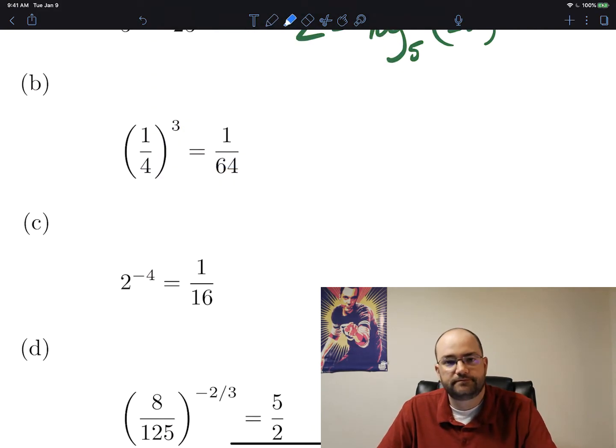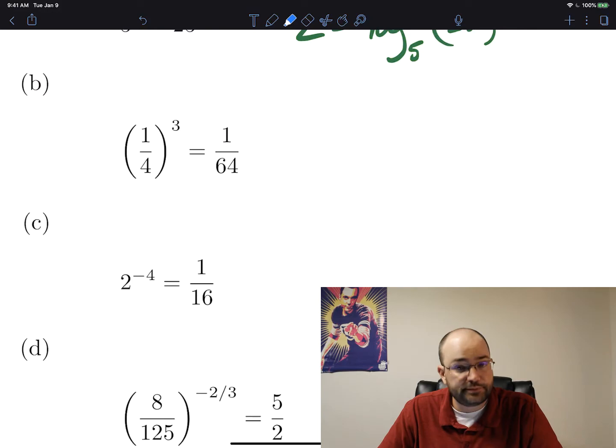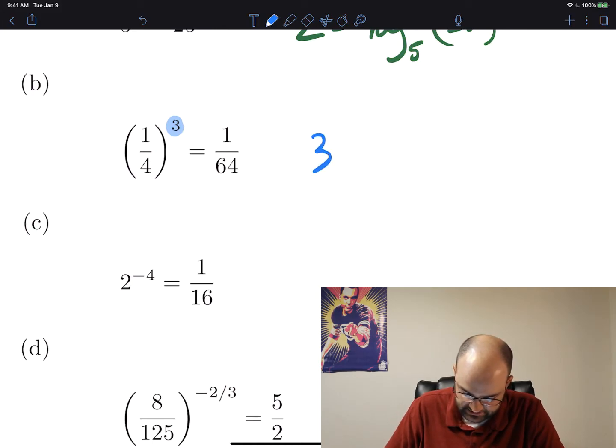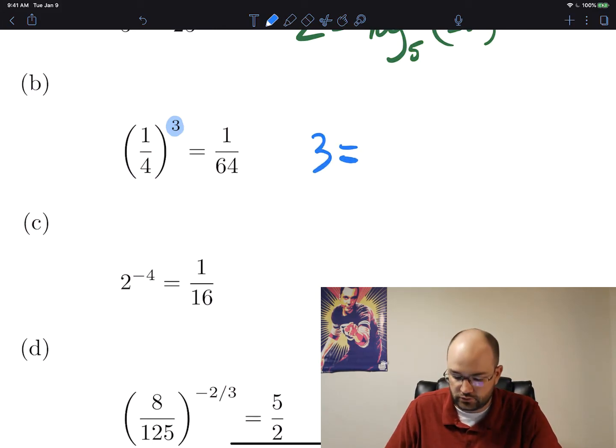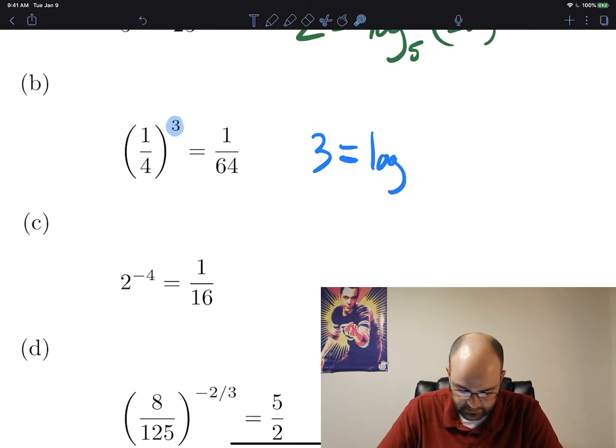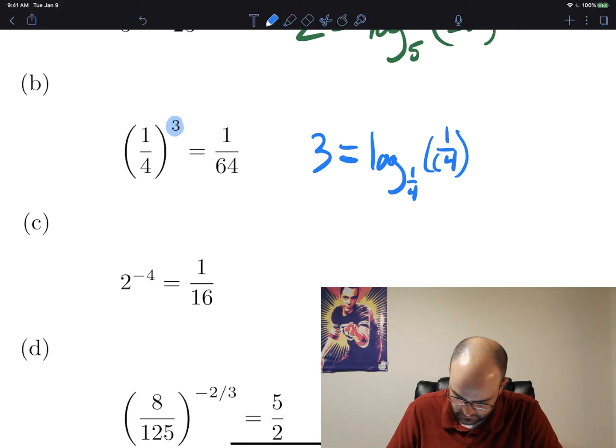Let's look at B. 1/4 to the third power equals 1 over 64. The exponent is there, which means that the exponent is equal to a logarithm. Now, the base of the logarithm is the base of the exponential, so it would be 1/4 as the base, and then the argument of the exponential is what's left over, which is 1 over 64. And that's all.